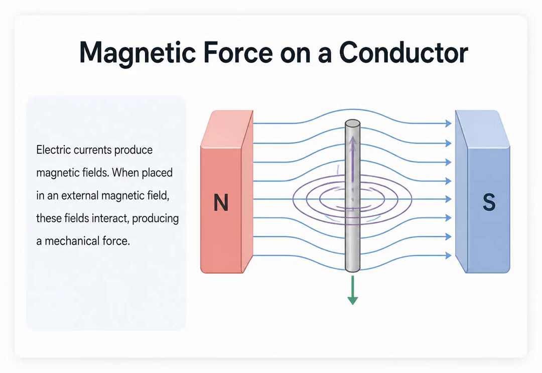When an electric current flows through a conductor, it generates its own magnetic field around the wire. If we place this current-carrying conductor inside an external magnetic field, these two distinct magnetic fields interact. This interaction creates a physical, mechanical force that can move the wire or cause a coil to rotate. Understanding this force is key to understanding how electrical energy is converted into mechanical work.